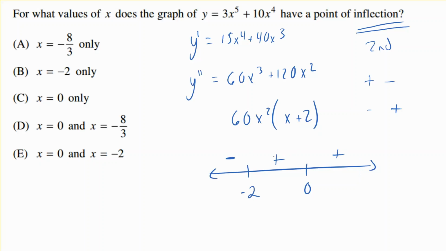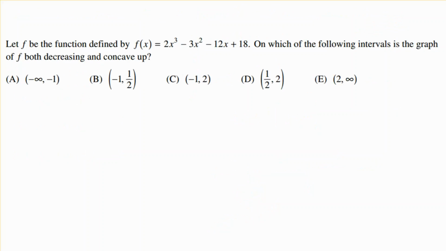So the only time we have a point of inflection is when we change from concave down to concave up. There we go. Concave down, concave up. We've got a point of inflection somewhere there at negative 2. There we go. I think we've seen this one on a team test for sure.